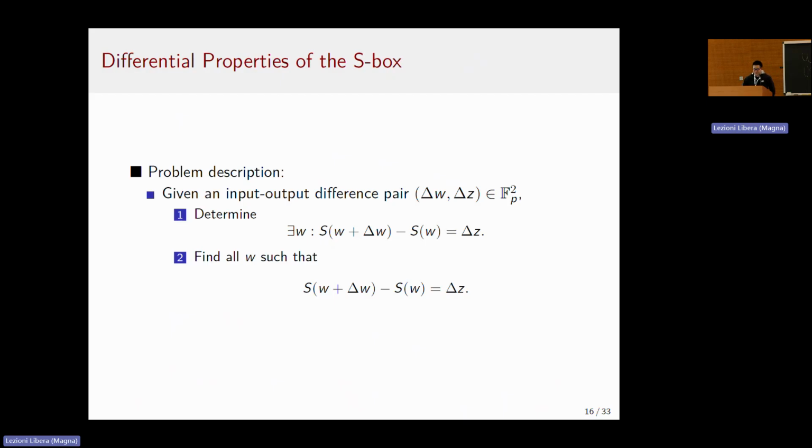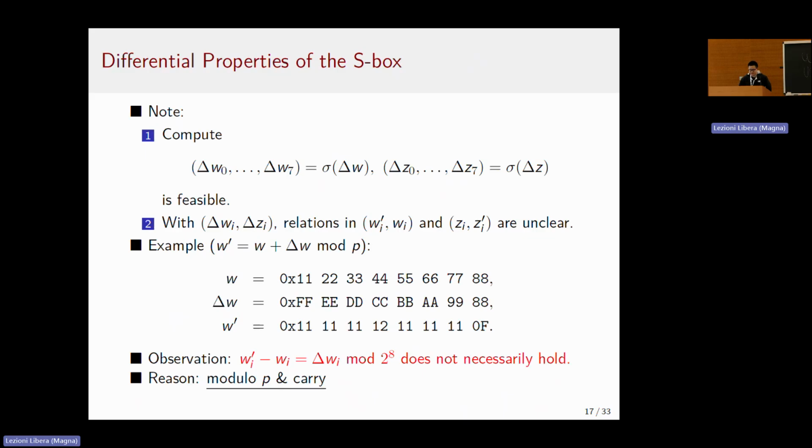So recall that our main problem in building our attack framework is to determine whether a differential transition is valid, and if it is valid, how to find the right input pairs. Okay, formally we can write it in this way. So how to do it?